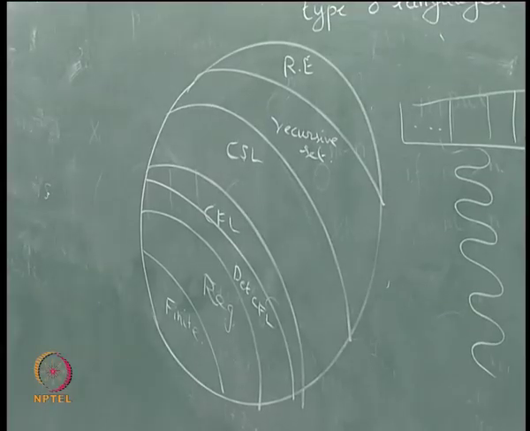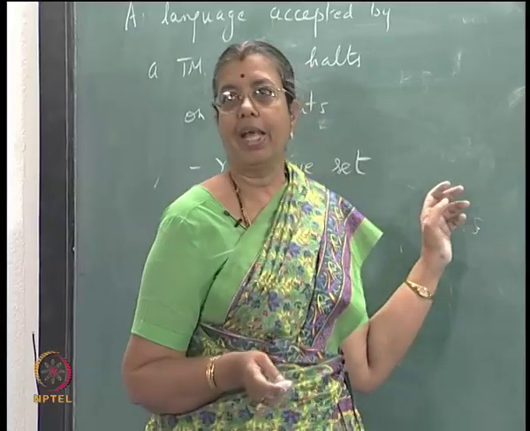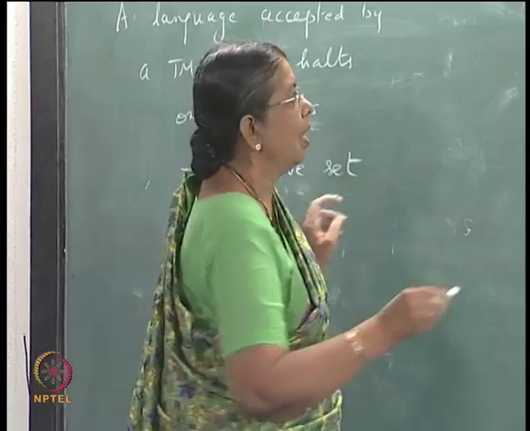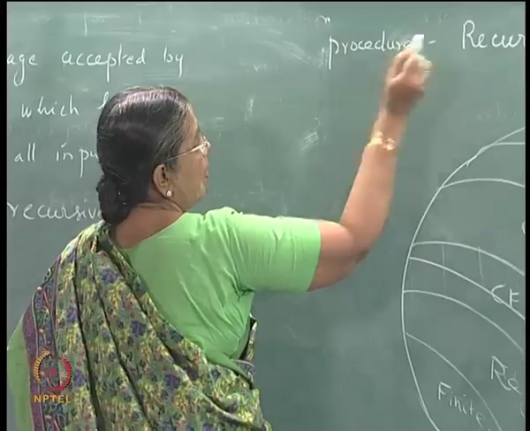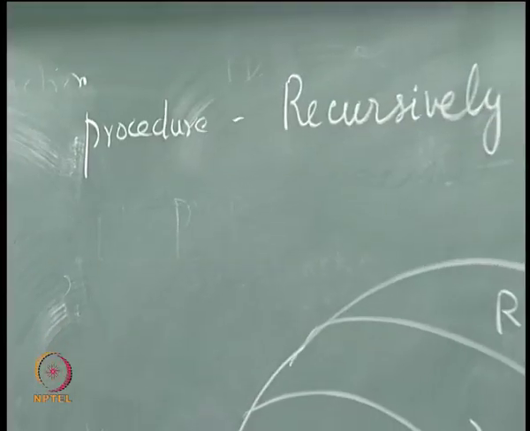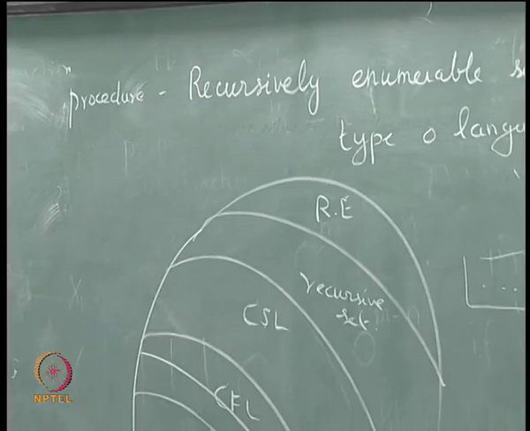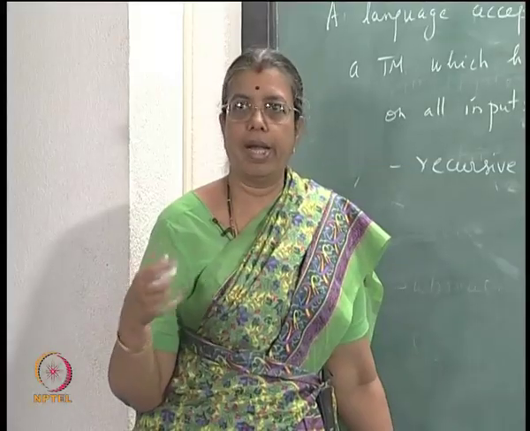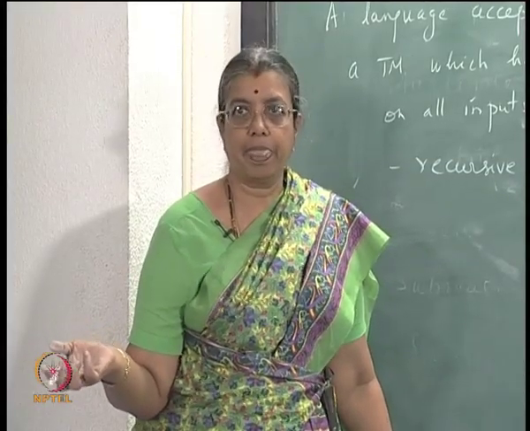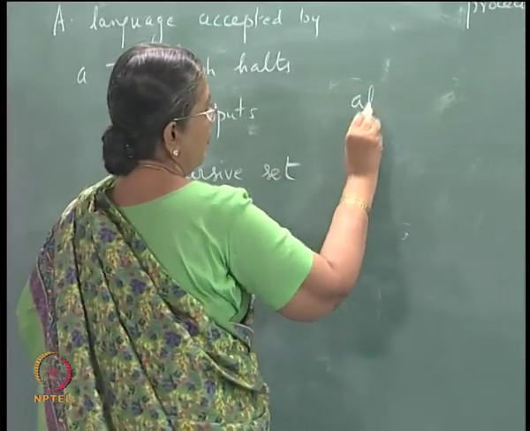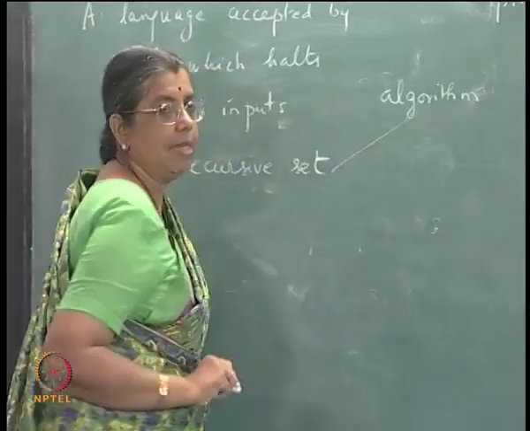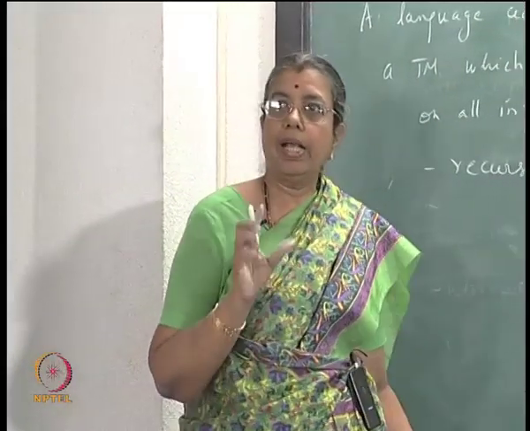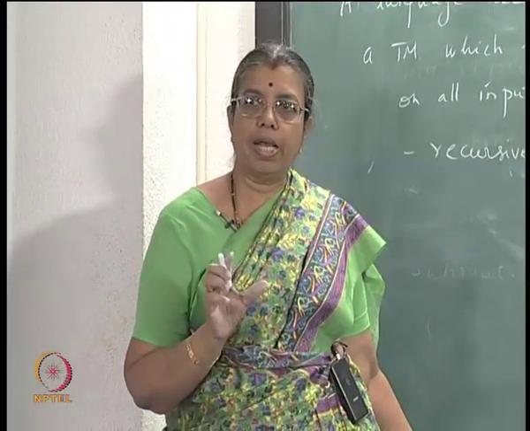I told you earlier that there is a small difference between a procedure and an algorithm. A procedure corresponds to this. If the answer is yes, it will give the answer, but if the answer is no, it may get into a loop, it may go on trying and it may never end. Whereas an algorithm corresponds to a recursive set, that is, an algorithm always halts and tells you an answer yes or no.